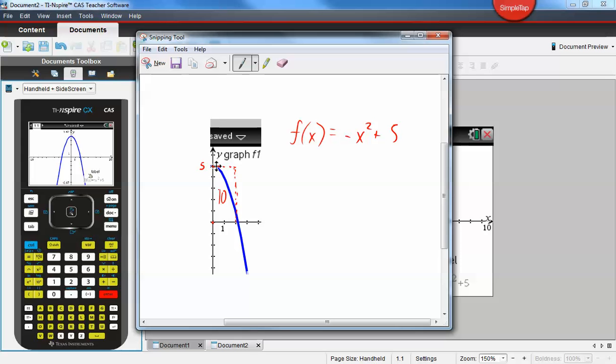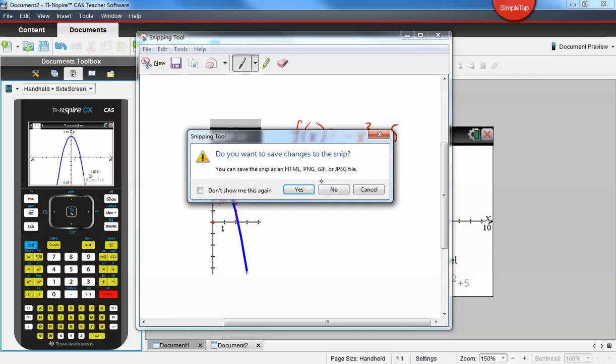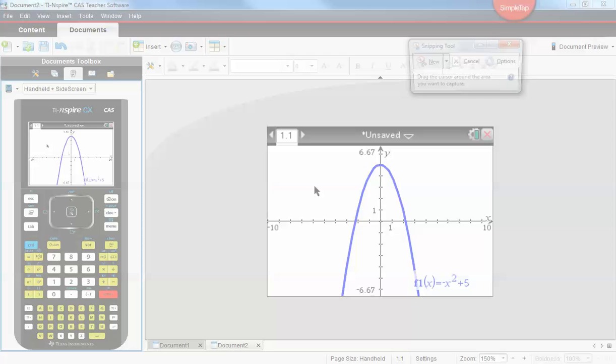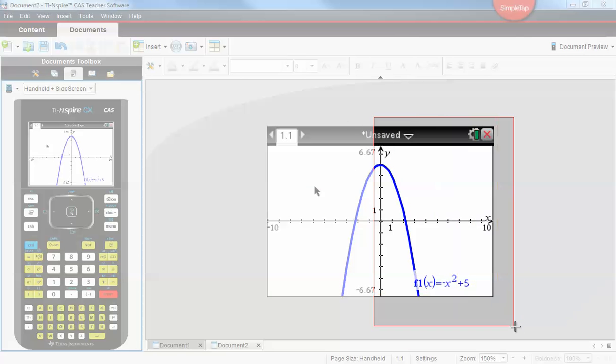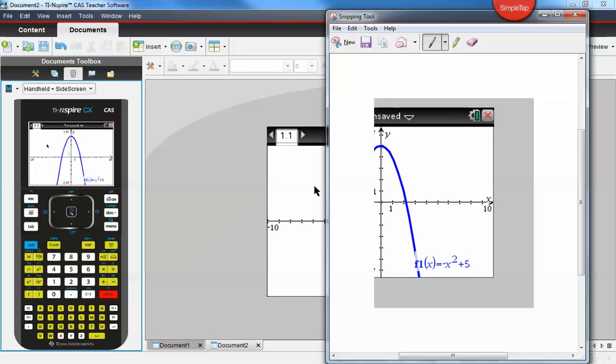Alright. Well, how could I get a little closer? So I'm going to snip this thing out again. So what if I was to take and form two rectangles?